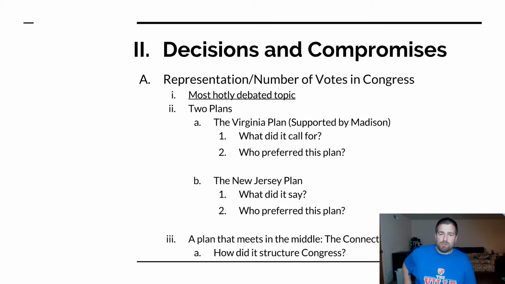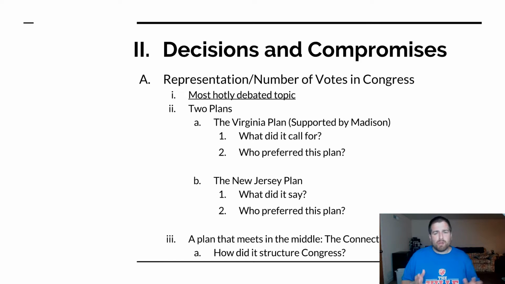The counter to this plan was something called the New Jersey Plan. And the New Jersey Plan called for a unicameral Congress, which, if you remember, means Congress is one chamber or one section. And representation is equal. So basically keep it the way it was under the Articles of Confederation. Each state gets one representative or one vote. It is equal across the board. And so obviously smaller states preferred this. This meant that even if your population was really small, like in a state like Rhode Island, you still had the same amount of say as a large state like Virginia.